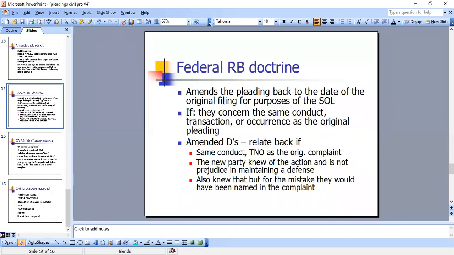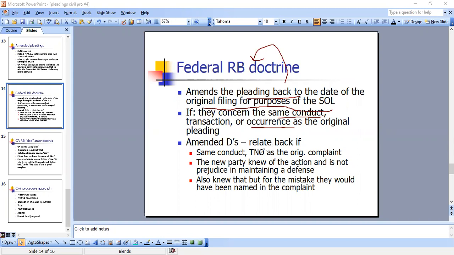Federal relation back doctrine amends the pleading back to the date of the original filing for purposes of the statute of limitations. I've seen a lot of MBEs on these. If they concern the same conduct, this is the tricky part, the same transaction or occurrence as the original pleading, they can amend back. They will relate back to the original filing of the pleading for purposes of the statute of limitations.